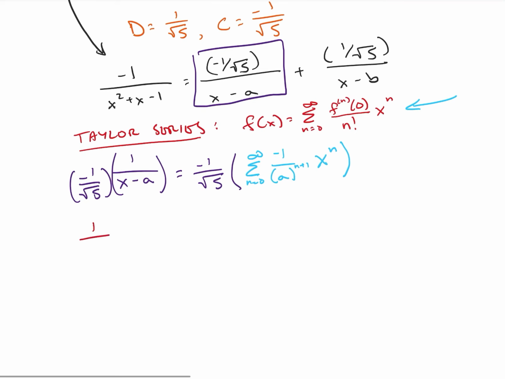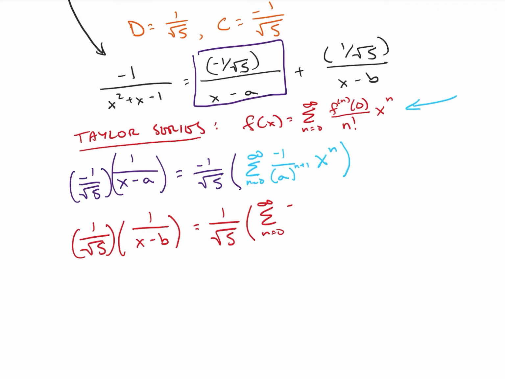Similarly, if I look at 1 over square root of 5 times 1 over x minus b, that's going to end up giving me 1 over the square root of 5 times the sum from n equals 0 to infinity of negative 1 over b to the n plus 1th power times x to the n.